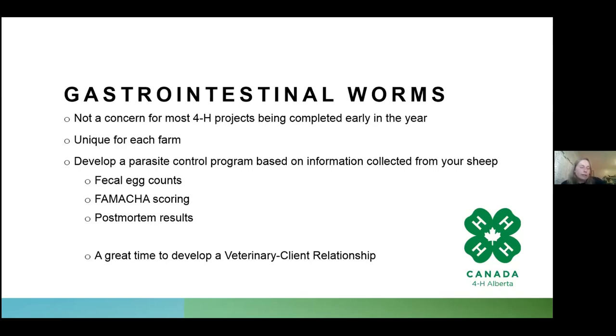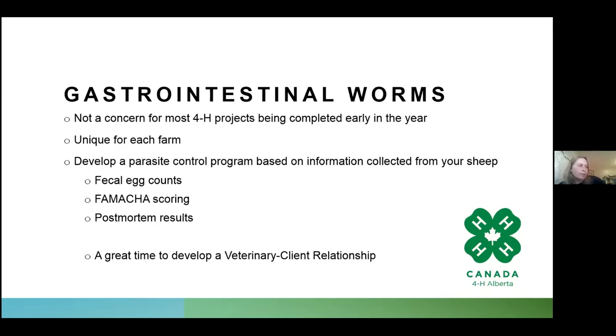So what kind of detective work can we do? We can do fecal egg counts where we take samples of poop. In the lab, we do some special floating and special solutions. We can then look at it and we see worm eggs. We can do something called FAMACHA scoring, because some of the bugs will suck blood, so we can tell for anemia. We can do fecal egg count reduction tests where we're looking for resistance. And then we can also do postmortem results. So this is not a bad time to get your veterinarian involved.